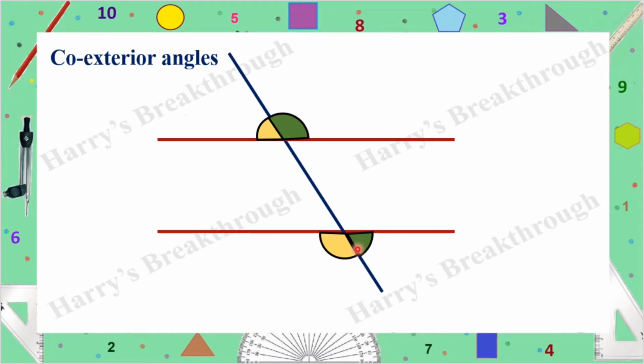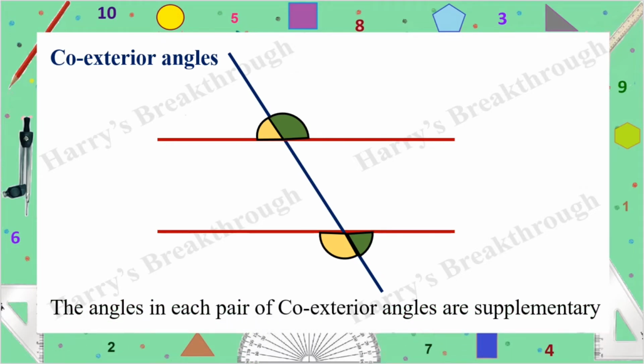So here also we got two pairs of angles which are at the exterior part of parallel lines. And these angles are called co-exterior angles. Angles which are at the exterior part of parallel lines are called co-exterior angles. And also the sum of angles of each pair is 180 degree. That means co-exterior angles are also supplementary angles. The angles in each pair of co-exterior angles are supplementary.